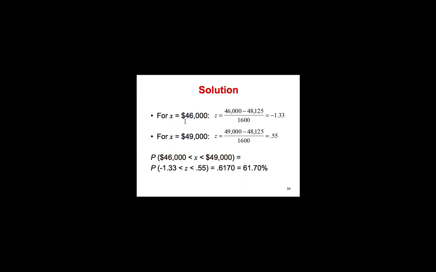So as you suspect, we're going to have to calculate z-scores corresponding to 46,000 and 49,000 using the mean of 48,125 and the standard deviation of 1,600. Using that StatCrunch calculator I spoke about, we're going to then translate that into the probability that Z is in between negative 1.33 and positive 0.55. And the calculator reports back that that percent is 61.7%.